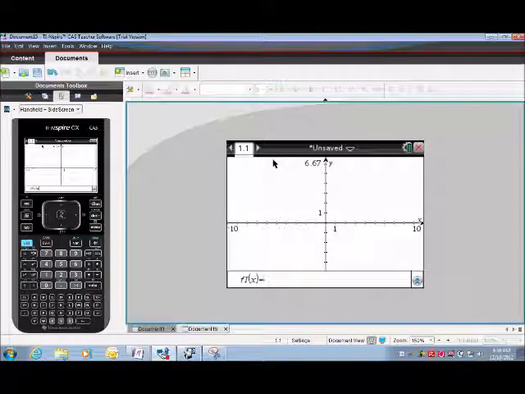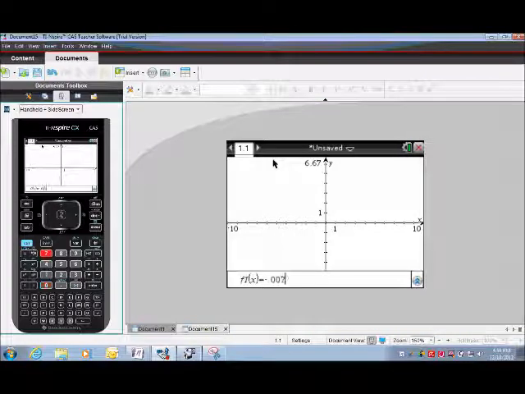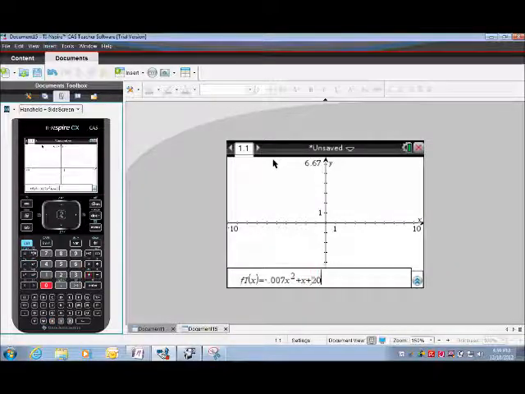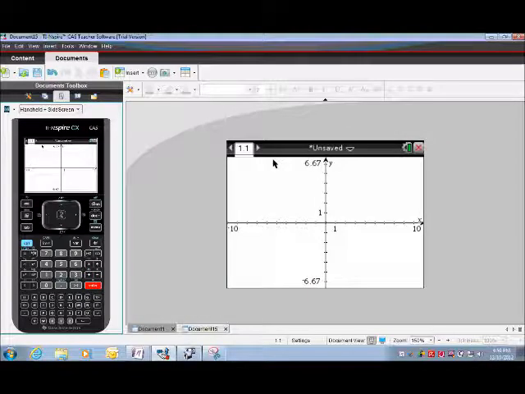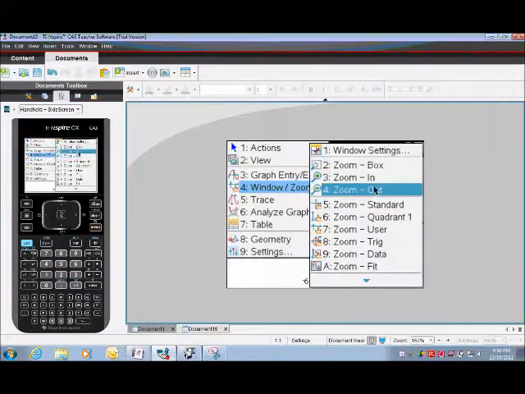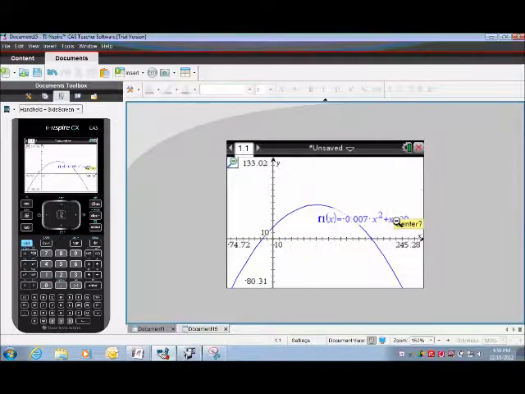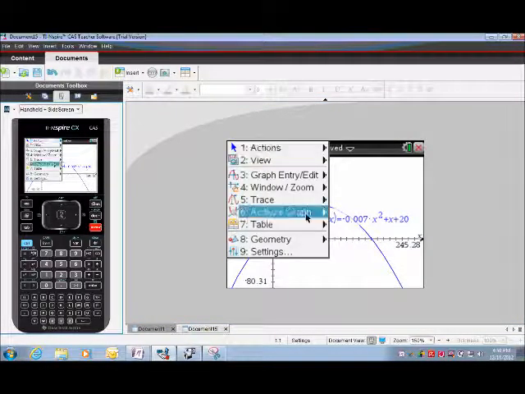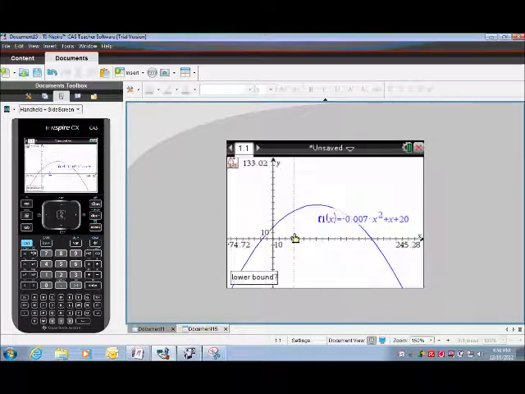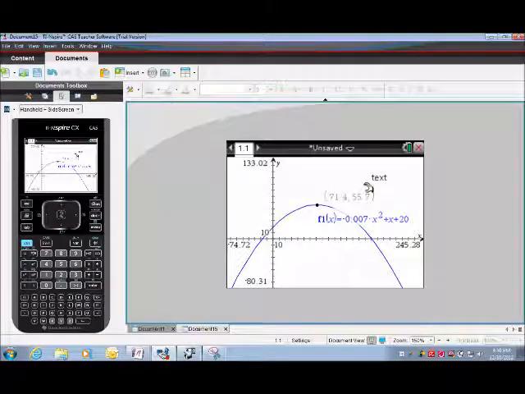And we're going to type in negative 0.007 x squared plus x plus 20 and hit enter. Okay, and we can zoom out so we can actually see this function. Okay, and we're going to find the maximum. So we go menu, analyze graph, maximum, click to the left, click to the right. Okay, and the maximum height here is 55.7.